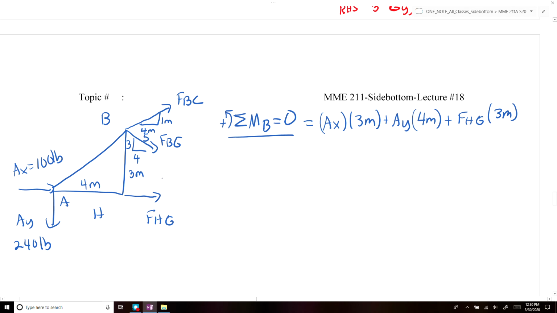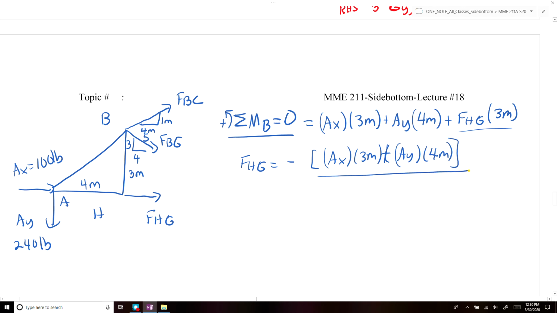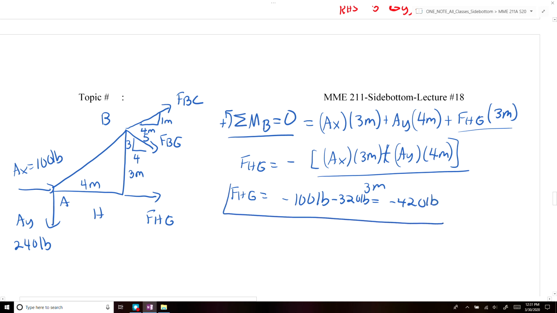And then if we solve for F_HG, we get F_HG would be equal to negative (A_x times 3 meters plus A_y times 4 meters) divided by 3 meters. So we would get F_HG would be equal to minus 100 pounds minus 320 pounds, which is equal to minus 420 pounds, if you plugged in A_x and A_y.